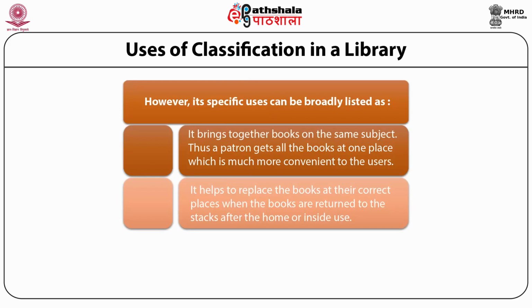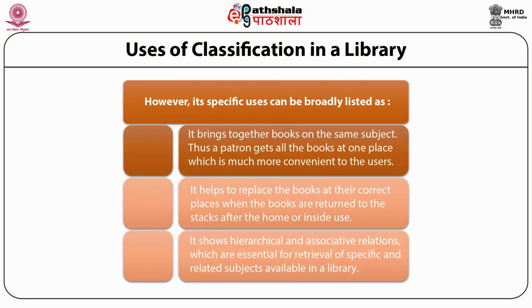It helps to replace the books at their correct places when the books are returned to the stacks after home or inside use. It means that the arrangement can be maintained by classification before and after use, and this maintenance is forever. It shows hierarchical and associative relations which are essential for retrieval of specific and related subjects available in a library. It's some sort of a cognitive use, we can say. It shows a relation between subjects. So classification is not simply a tool for arrangement of books, it also shows relation between two subjects, that it is a map of knowledge, and also shows the relation of one subject with the other.